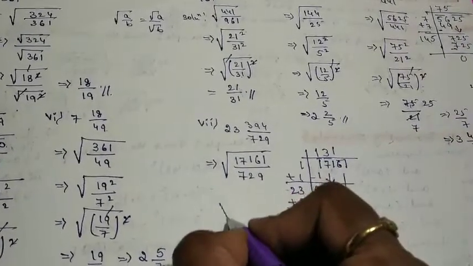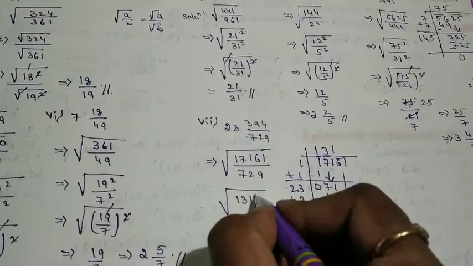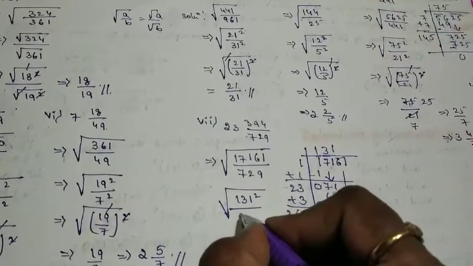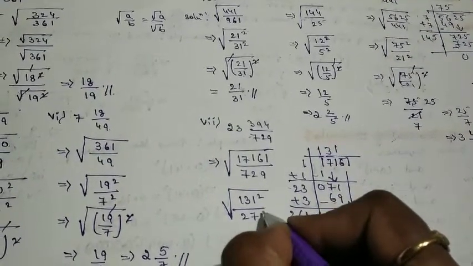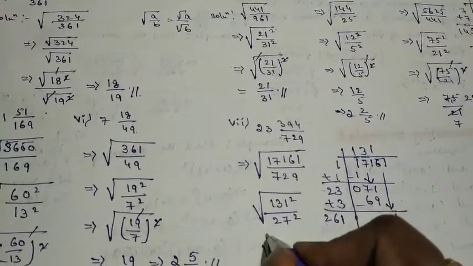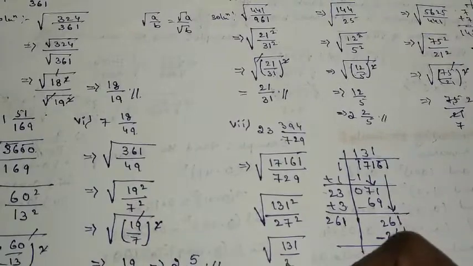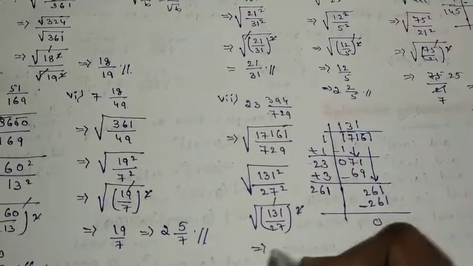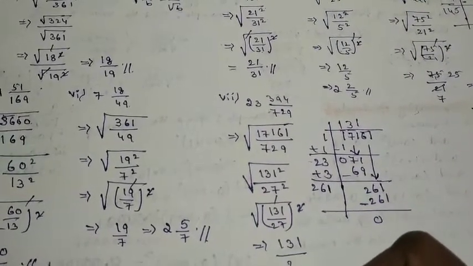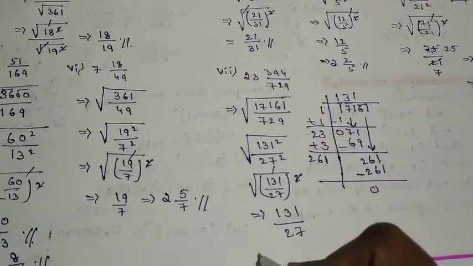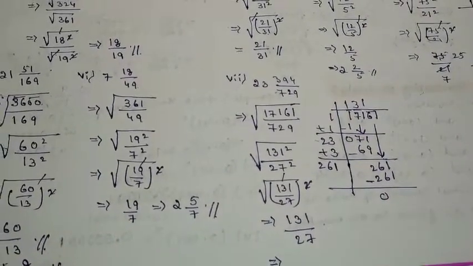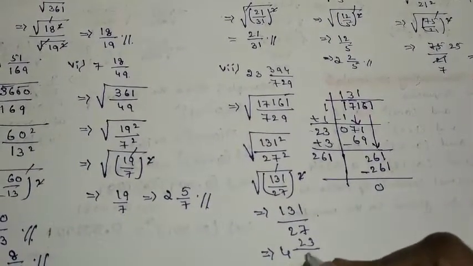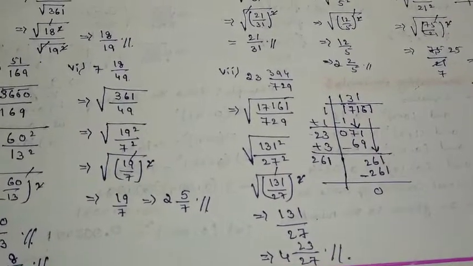So the square root of 131 square divided by 729. 729 is a perfect square again, a perfect square of 27. Then I can write it as the square root of 131 divided by 27 whole square. Then square and root get cancelled. The final answer is 131 divided by 27. Converting the improper fraction into a mixed fraction, we'll get 4 and 23 divided by 27. Hope this is clear, children.